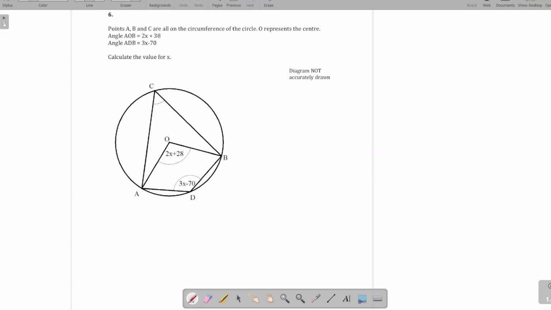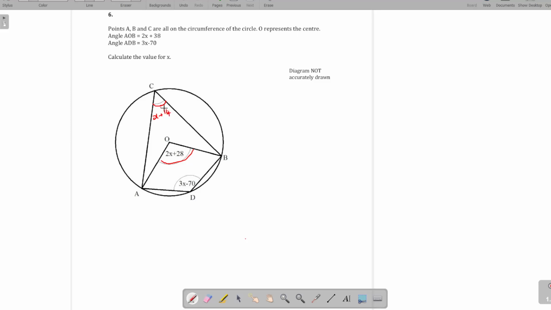Let's go to the next one. Points A, B, C are on the circumference of the circle. O represents the center. Angle AOB is 2x plus 28. Angle ADB is 3x minus 70. Calculate the value of x. So what do we know here is, if this is 2x plus 28, this will be half of that. So we can work out that will be x plus 14.